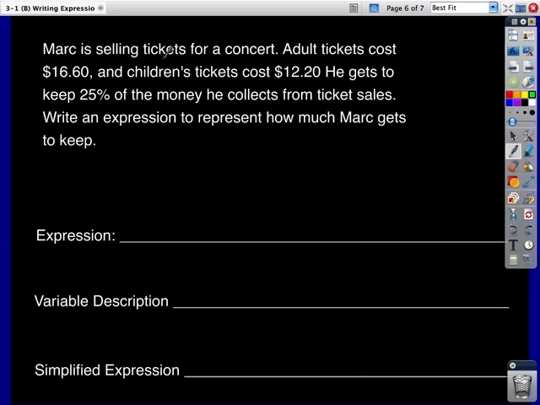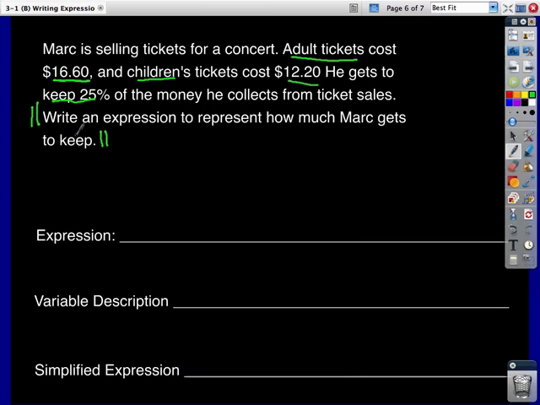Okay, Mark is selling tickets for a concert. Adult tickets cost this much. I'm going to underline this, and I'm going to underline children's and this. I think I'll do adult tickets because I kind of need to know that. He gets to keep 25%. And then this is the direction, sorry, it's not a question. Write an expression to represent how much Mark gets to keep.